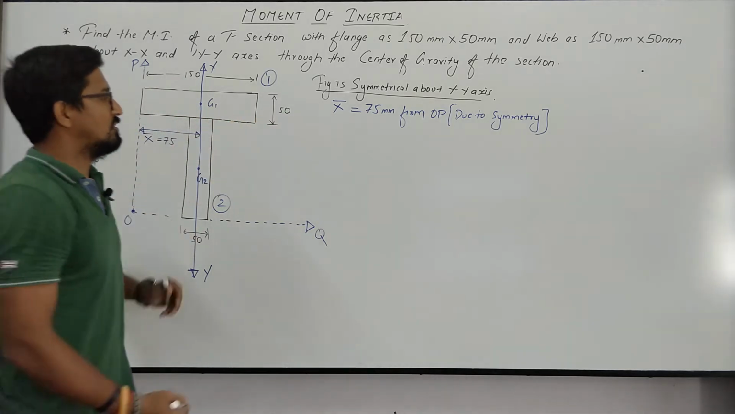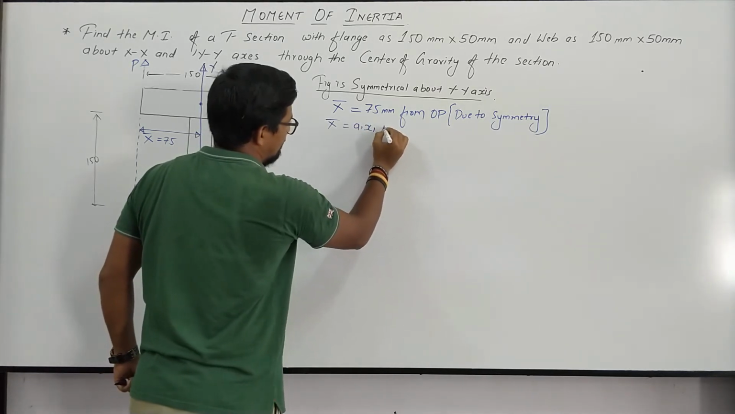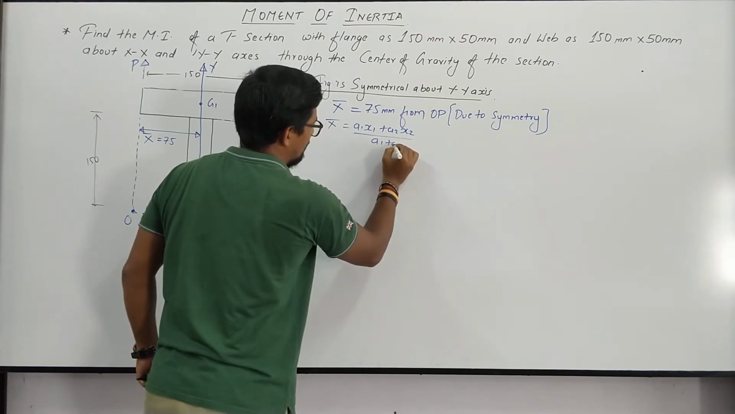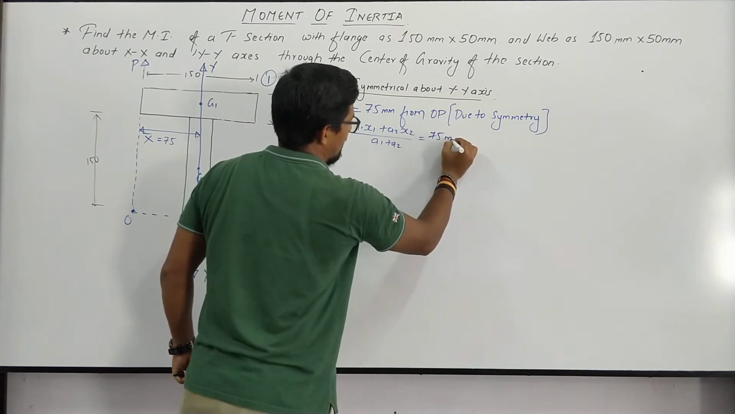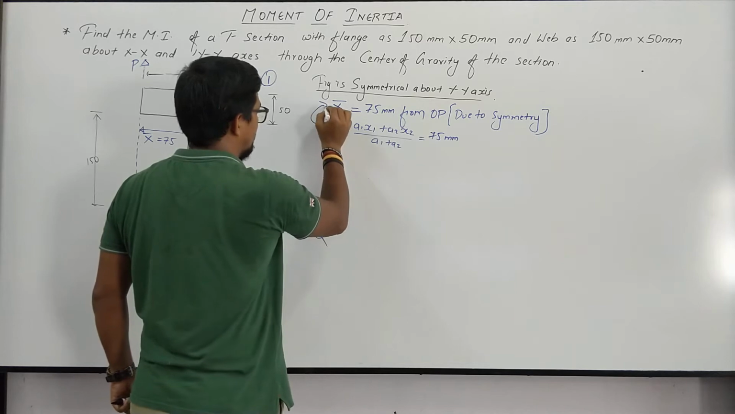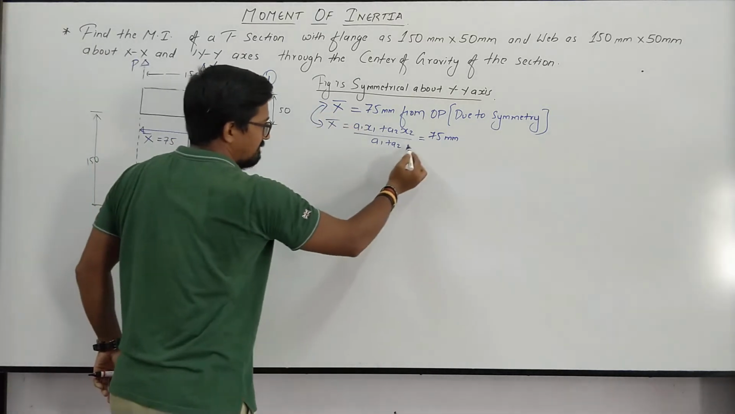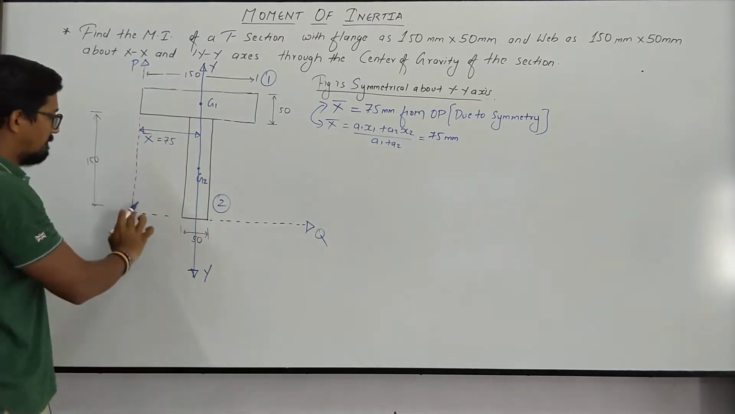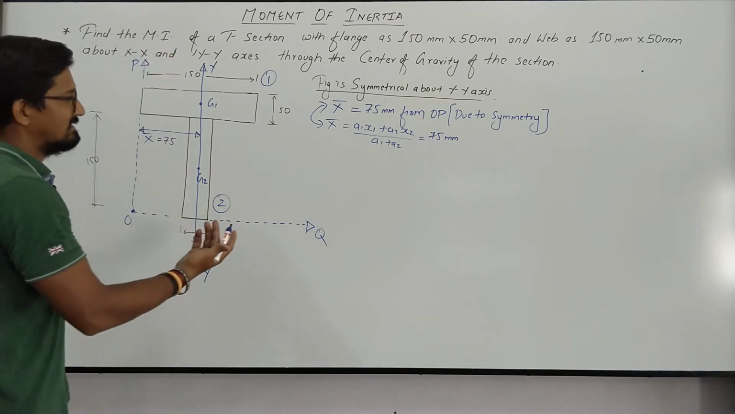If you want to solve this, you can solve it also using x bar equal to a1 x1 plus a2 x2 divided by a1 plus a2. The answer which you will get is again 75 mm, so this is one and the same. Because of the symmetry, we can skip this step. We can directly write x bar is equal to 75 mm from OP, because this figure is symmetrical about the y axis. So our first task is done.